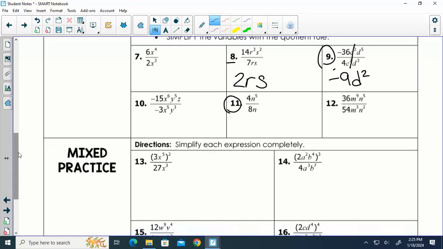All right, 11. So your numbers, if you divide 4 divided by 8, what does that give you? 0.5, or if you wrote it as a fraction, 1/2. It doesn't really matter. I typically stick with fractions, but you're not wrong if you wrote 0.5. So it's 1/2, and then it would be into the what? Into the 5th divided by n. That's just like a 1. So if you subtract, 5 minus 1 is 4. So 1/2 into the 4.